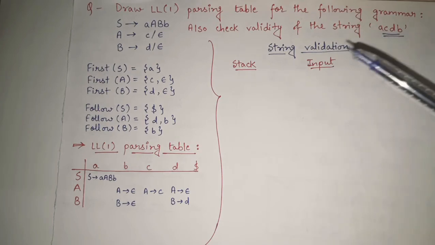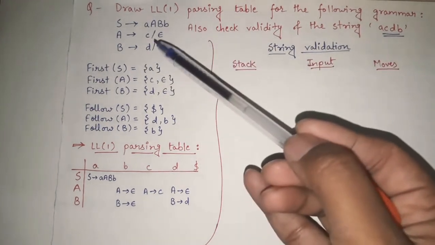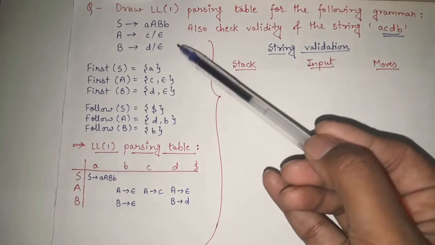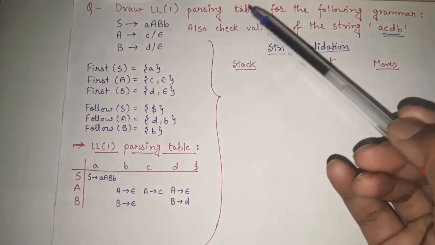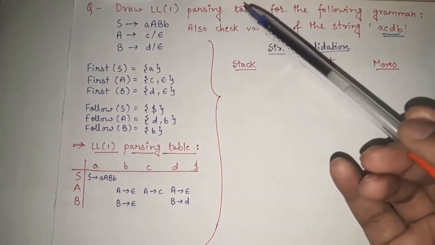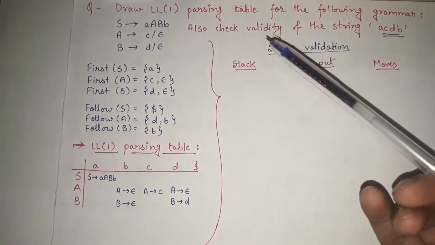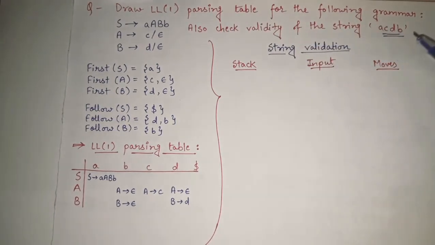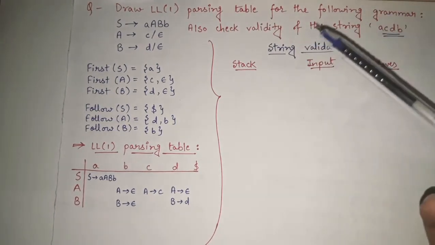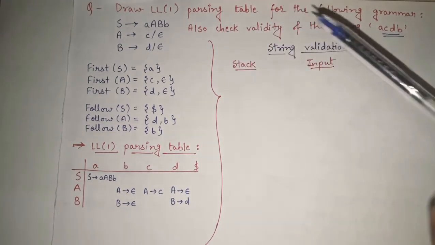So what they are telling, they have given one grammar. Based on this grammar, we have to draw the LL1 parsing table, as well as after drawing that table, we have to check the validity of the string ACDB based on the grammar or based on the table. Fine.